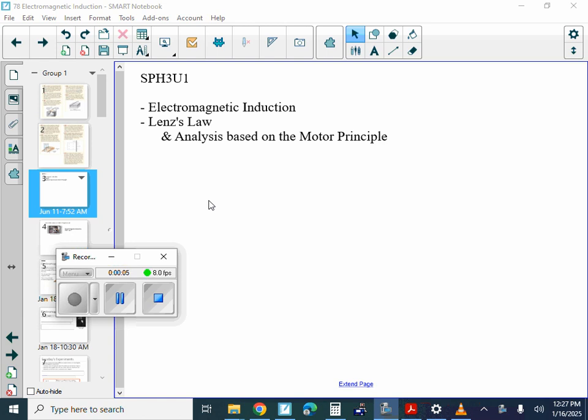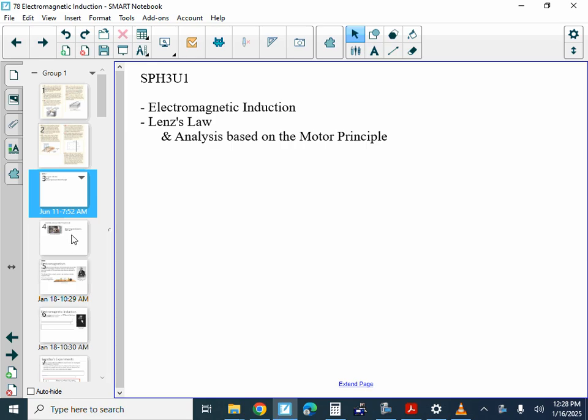Hello everybody, we're looking at electromagnetic induction and Lenz's law in this video, and we'll analyze it based on the motor principle rather than just thinking of it as a rule.